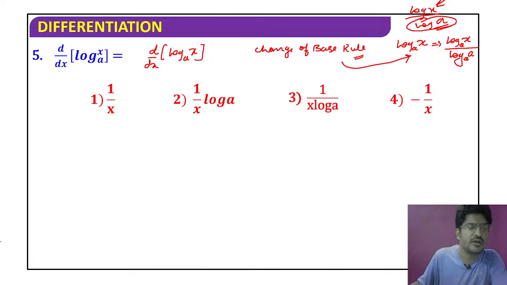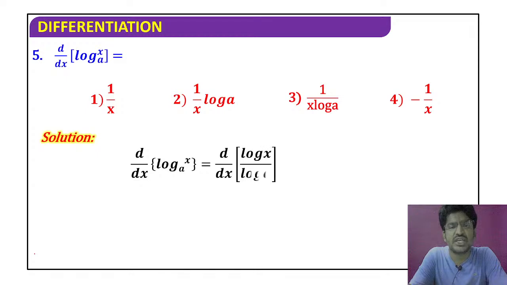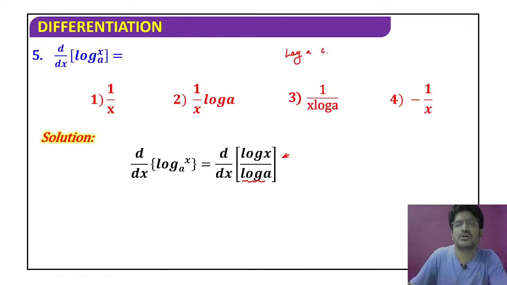So by using these simple calculations or simple hints, you can get your answer. Okay. So as I said, first you have to go for the change of base rule. Next you have to go for differentiation. Clear? So first you see what is the change of base rule. That is what we got, log x divided by log a. So here log a is a constant term.